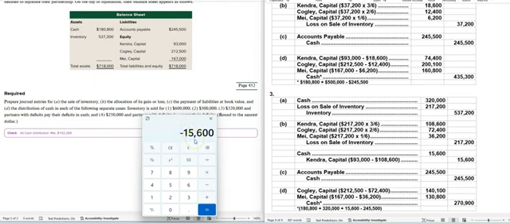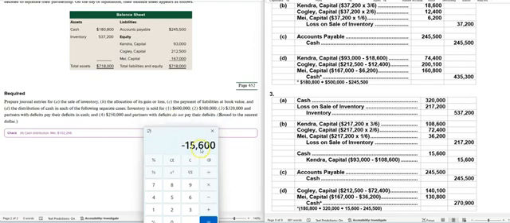So unfortunately, Kendra is going to have to contribute $15,600 because the partners with deficits will pay their deficits in cash. So Kendra needs to contribute $15,600 to the business from her personal cash. Essentially what that does is it brings Kendra's capital back up to zero, so it's not a negative amount.